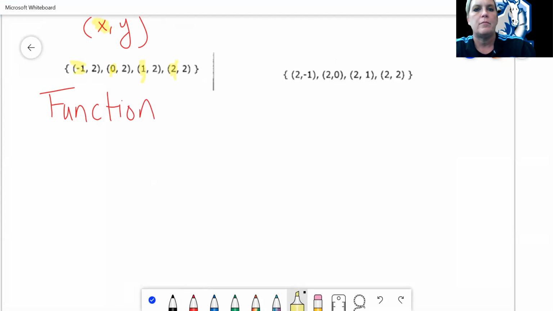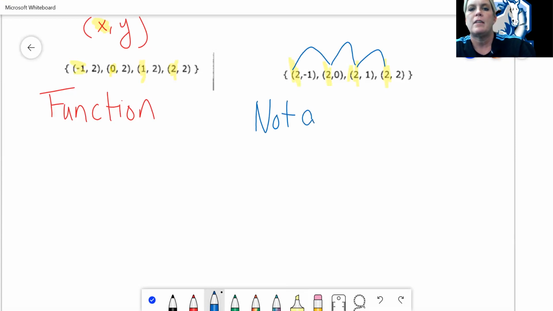Now, take a minute and look at this other one and try to see if this is a function or not. Well, if I highlight all my x's, do any of those x numbers repeat? Well, heck yeah, in this case, it looks like all of them do. This is not a function, because the x numbers repeat.